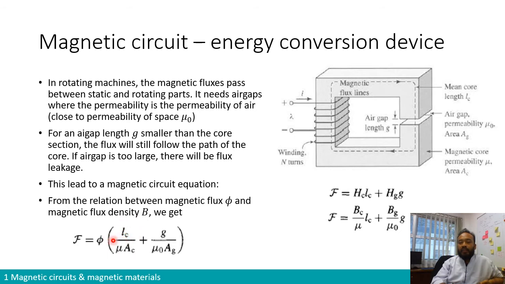It's the length of the core divided by the permeability of the core multiplied by the cross section of the core. And here it is attributed to the air gap. It is equal to the length of the air gap divided by mu 0, the permeability of air, multiplied by the cross section of the air gap. This is a very interesting equation because we have magnetomotive force, we have a flux, and we have a certain coefficient that is the sum of two parts, the core and the air gap.